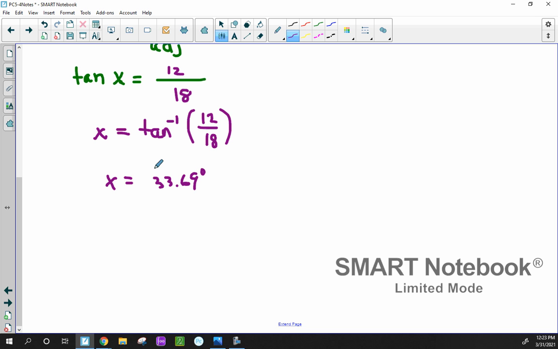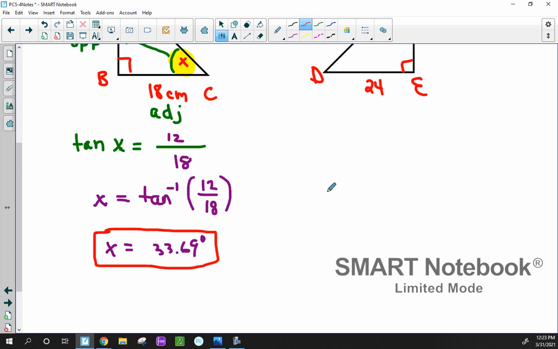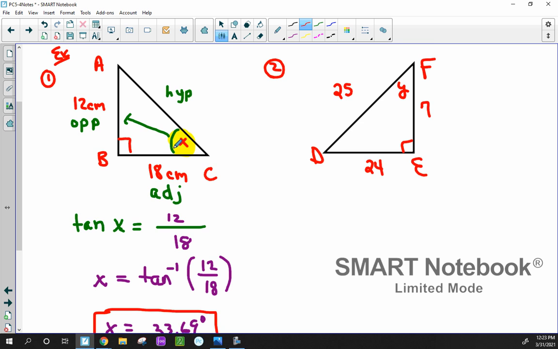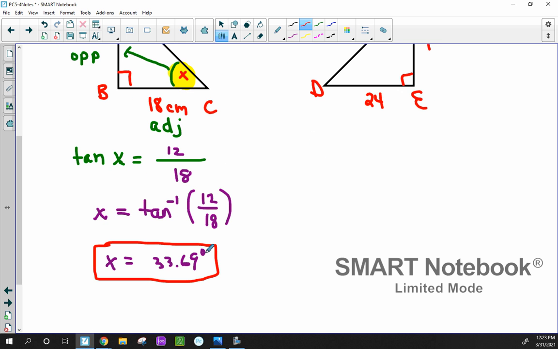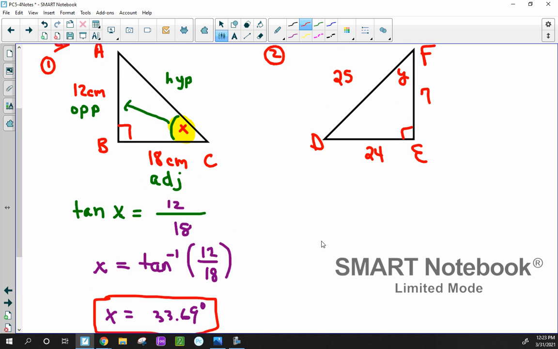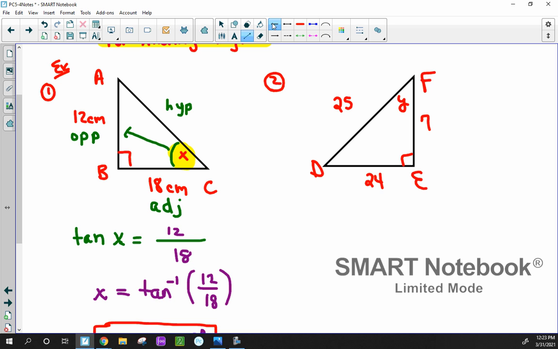You also have to be aware of what types of answers you're supposed to be giving. Because we're talking about an angle on the inside of the triangle, make sure you use your degree mark on your answer. Okay, we'll try that one more time.